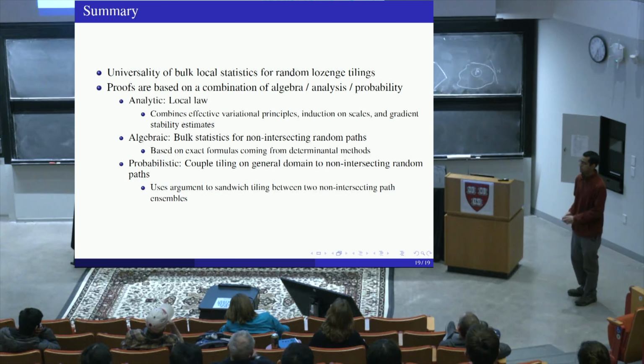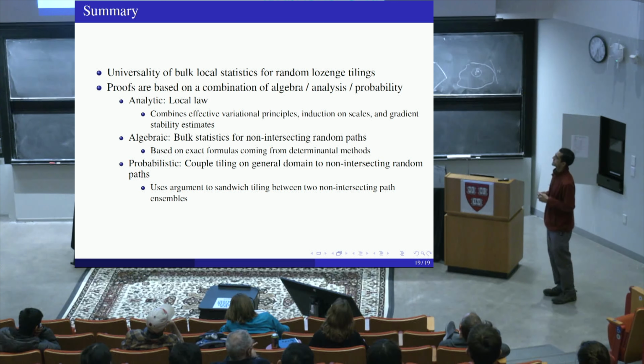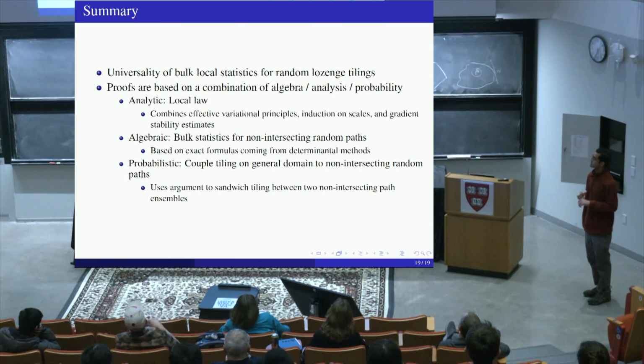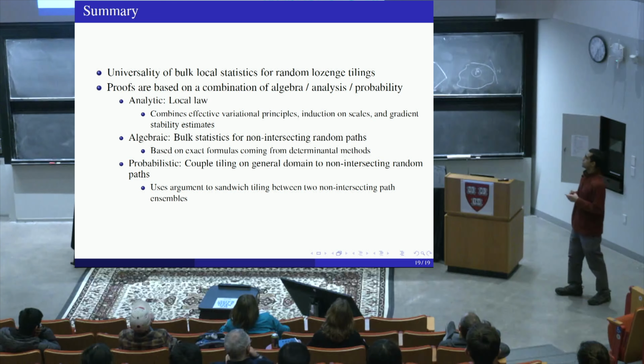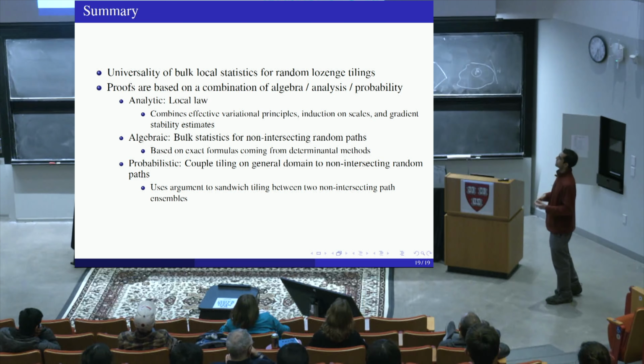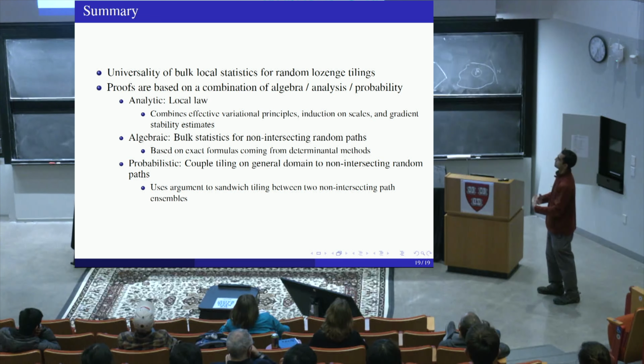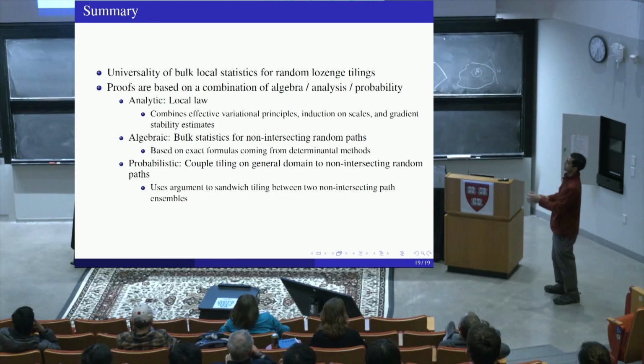The algebraic step came from understanding these bulk statistics for non-intersecting random paths, these P beta A measures, based on exact formulas that you can analyze. And the probabilistic step glued them together by introducing a coupling between this P beta A model and the original tiling model I was interested in, by sandwiching the tiling model between two of these P beta A models. And it used this analytic local law as input.